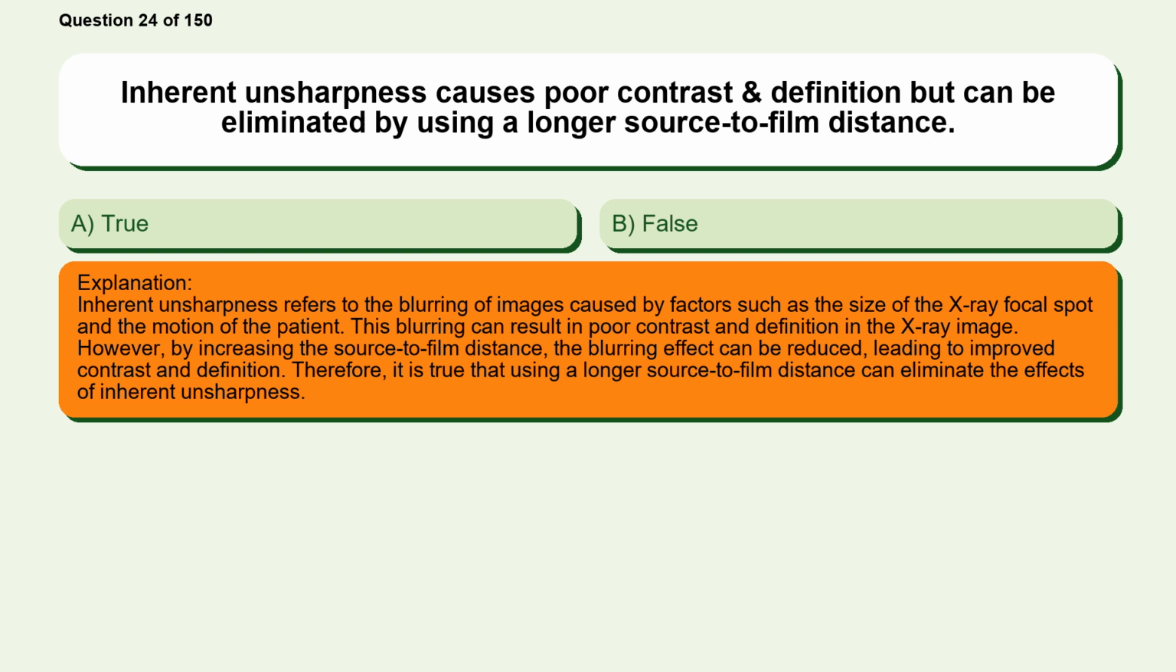Inherent unsharpness refers to the blurring of images caused by factors such as the size of the X-ray focal spot and the motion of the patient. This blurring can result in poor contrast and definition in the X-ray image. However, by increasing the source-to-film distance, the blurring effect can be reduced, leading to improved contrast and definition. Therefore, it is true that using a longer source-to-film distance can eliminate the effects of inherent unsharpness.